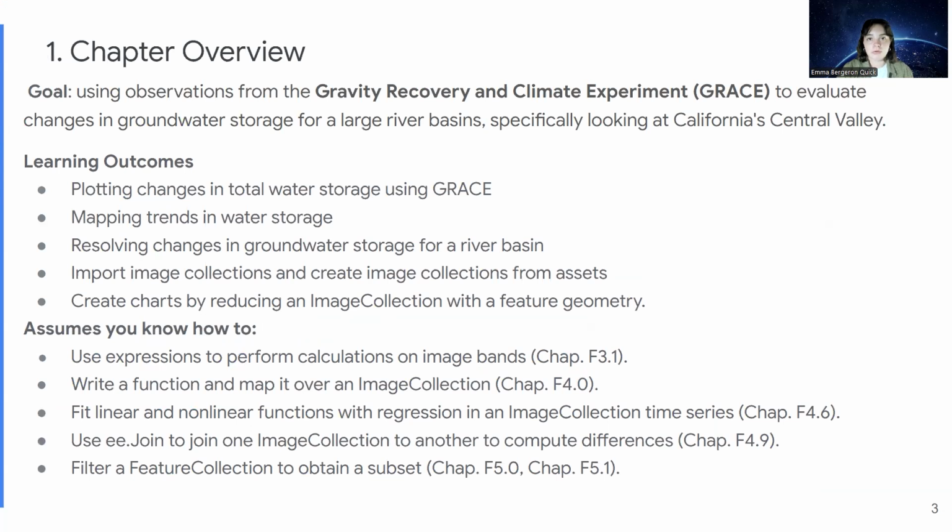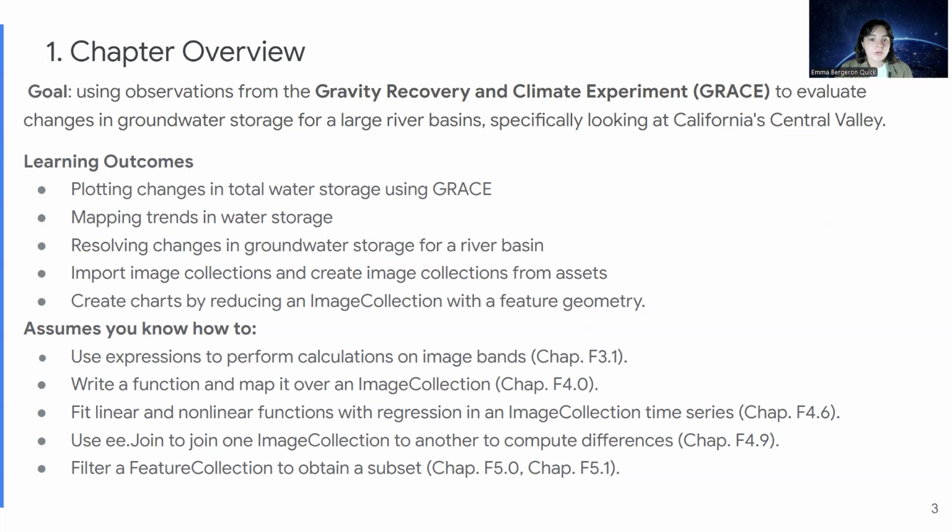So, giving a chapter overview, the goal of this chapter is to learn how to use observations from GRACE, the Gravity Recovery and Climate Experiment, to analyze changes in groundwater storage for a large river basin, specifically California's Central Valley. What you can expect to learn from these videos is how to plot changes in total water storage using GRACE, mapping trends in water storage, resolving changes in groundwater storage for a river basin, importing and creating image collections, and creating charts.